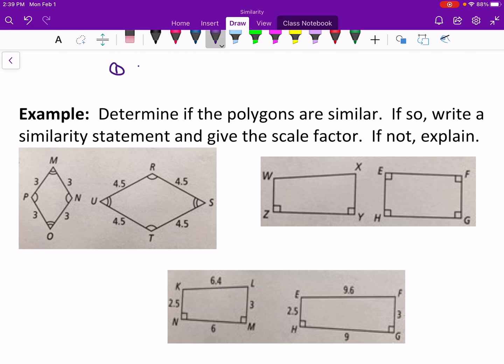The first condition, corresponding angles must be congruent. If it passes that test, then you want to check and see if corresponding sides are proportional. Those are the two conditions to be similar. And we're going to check that out on the problems that come next.